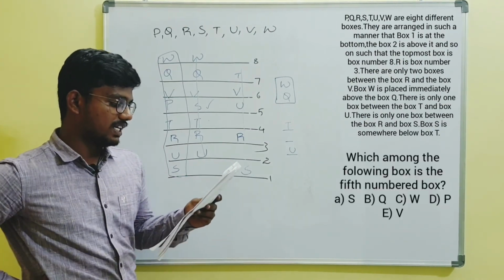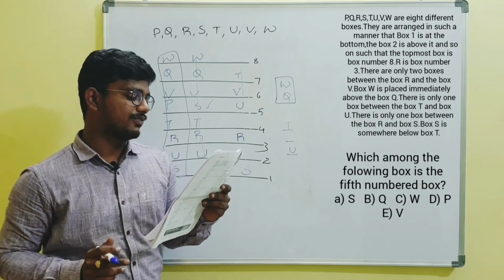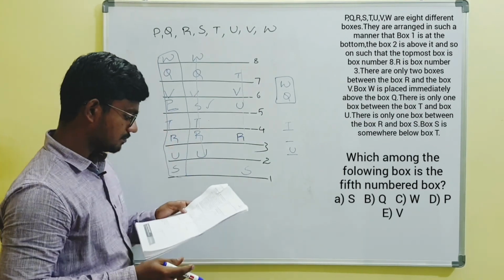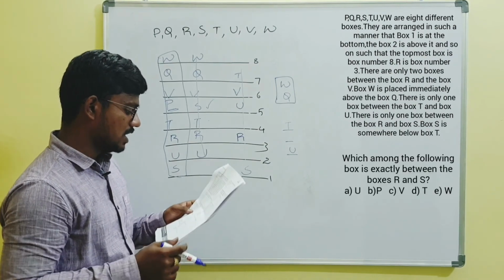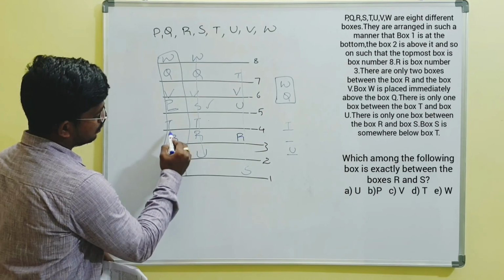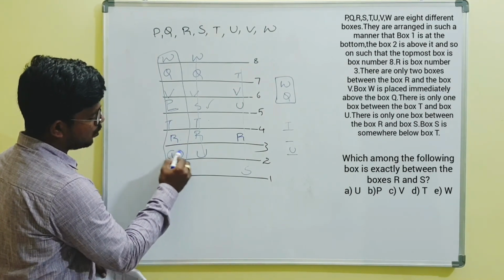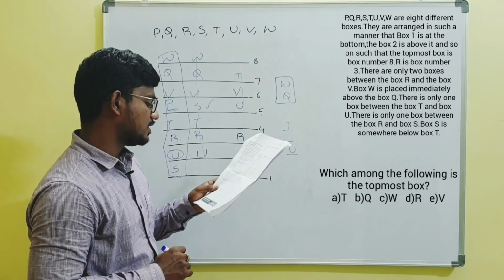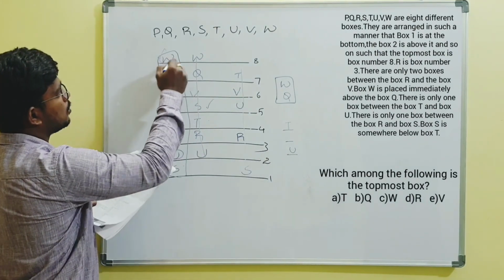So the 36th question is, which among the following boxes is the fifth numbered box? The fifth numbered box is P. So option D is our answer. Which among the following boxes is exactly between the boxes R and S? Between boxes R and S we have only U. So option A is our answer. Which among the following is the topmost box? So the topmost box is W.